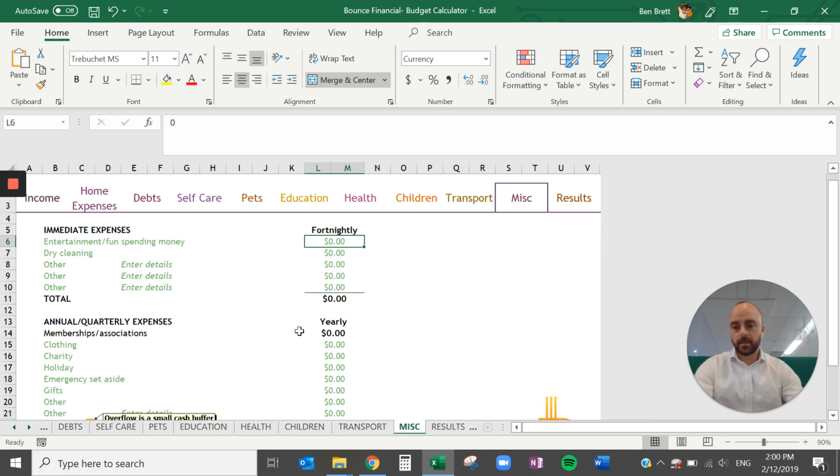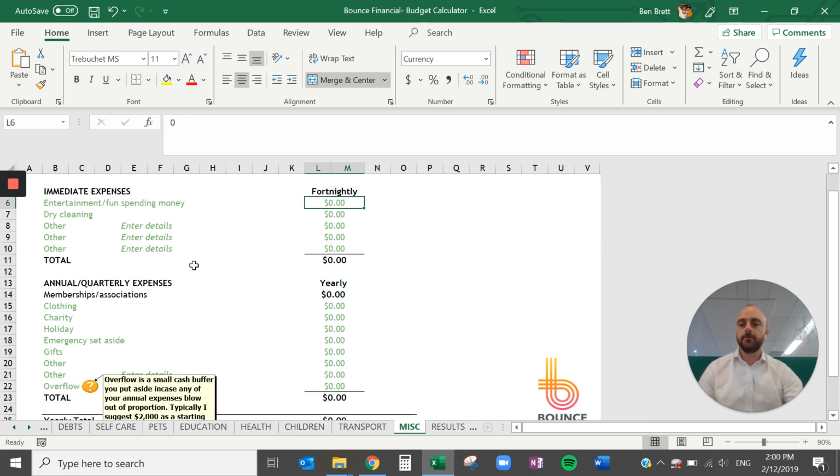Miscellaneous. Okay, so entertainment, fun, spending money. So this is things like going out for coffee, buying lunches, all those fun discretionary expenses that aren't necessarily included in your thing. As a general rule, it depends on where you are in life, right? If you're putting anything less than $100 per person, you really need to be considering whether that's the actual amount you spend.